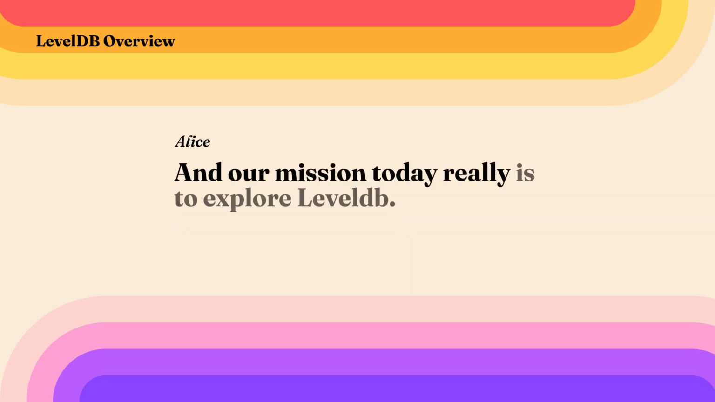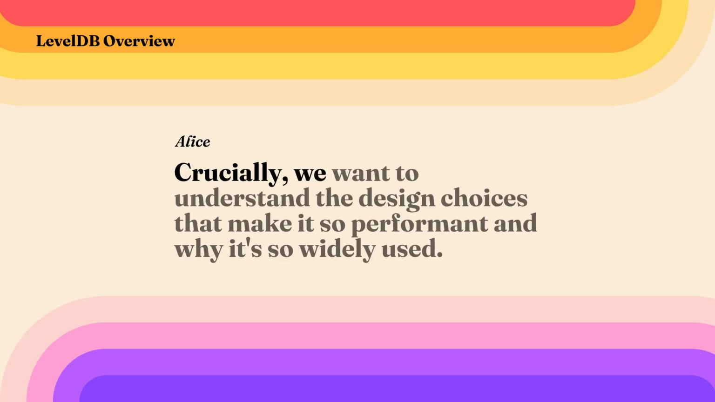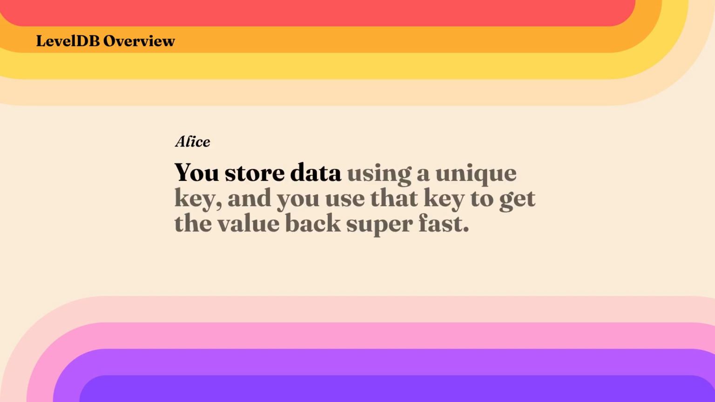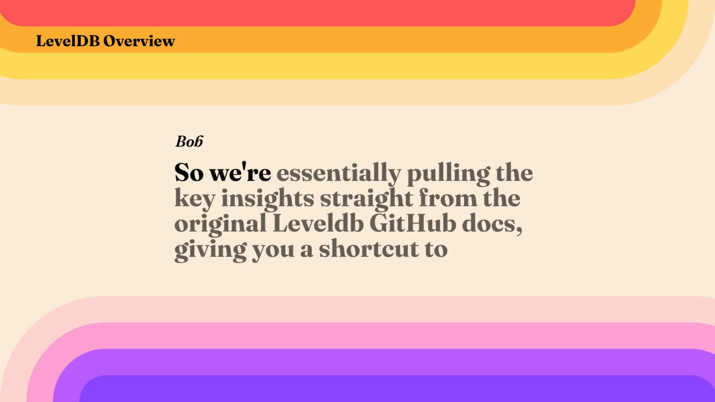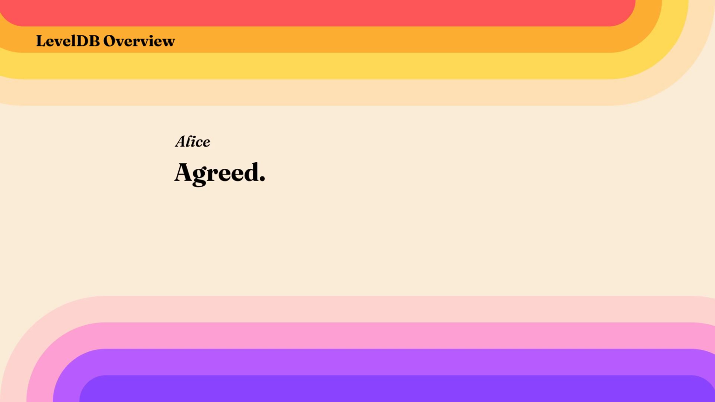Absolutely. And our mission today really is to explore LevelDB. We want to look at its core functions, some unique features, but also its limitations. Crucially, we want to understand the design choices that make it so performant and why it's so widely used. For anyone less familiar, a key value store is basically like a super efficient dictionary. You store data using a unique key, and you use that key to get the value back super fast. So we're essentially pulling the key insights straight from the original LevelDB GitHub docs, giving you a shortcut to understanding this pretty powerful library.